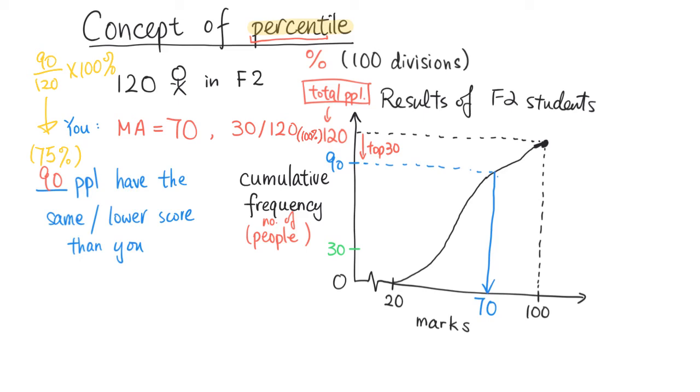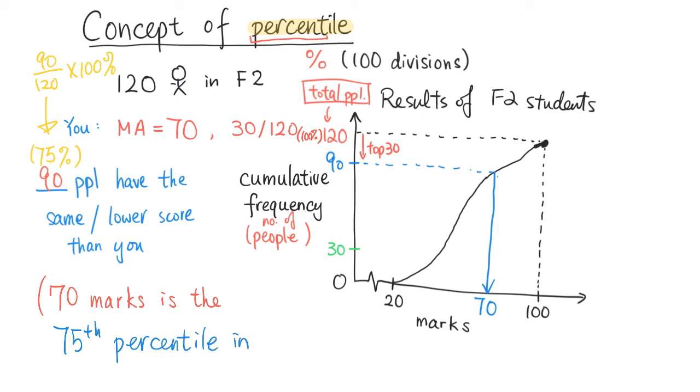You should write this down in your class workbook. We say 70 marks is the 75th percentile in this distribution.